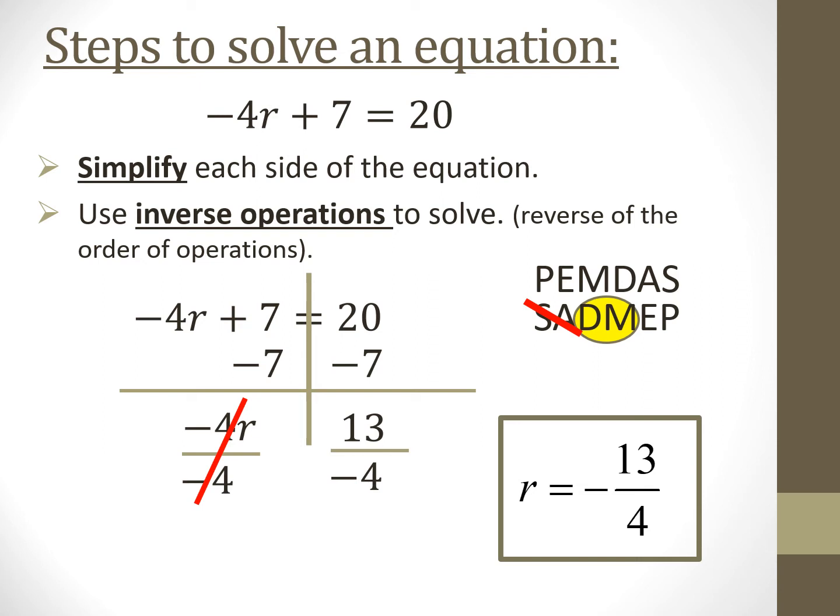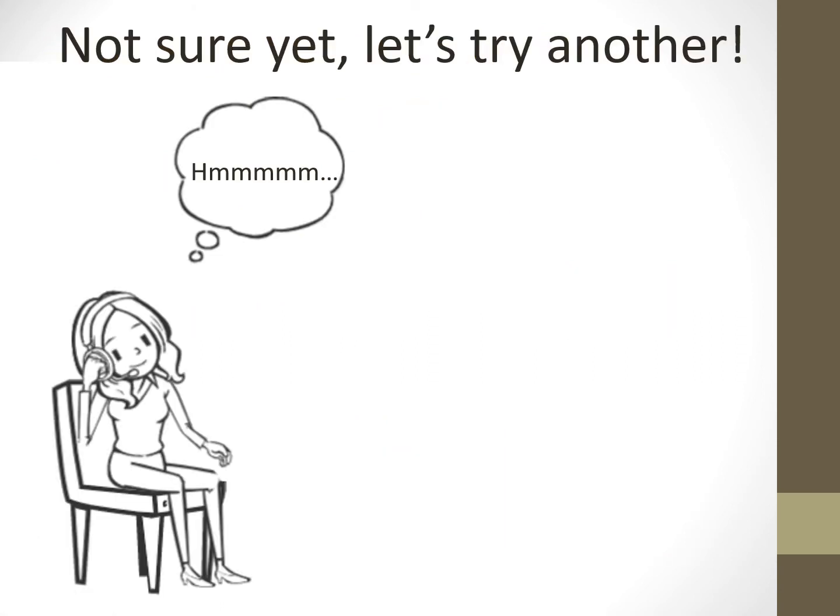Please notice that the negative sign should not stay in the denominator. It should either be in front of the fraction like I show you here or in the numerator. But you should never leave a negative in the denominator. Not sure quite yet? Let's try another one.